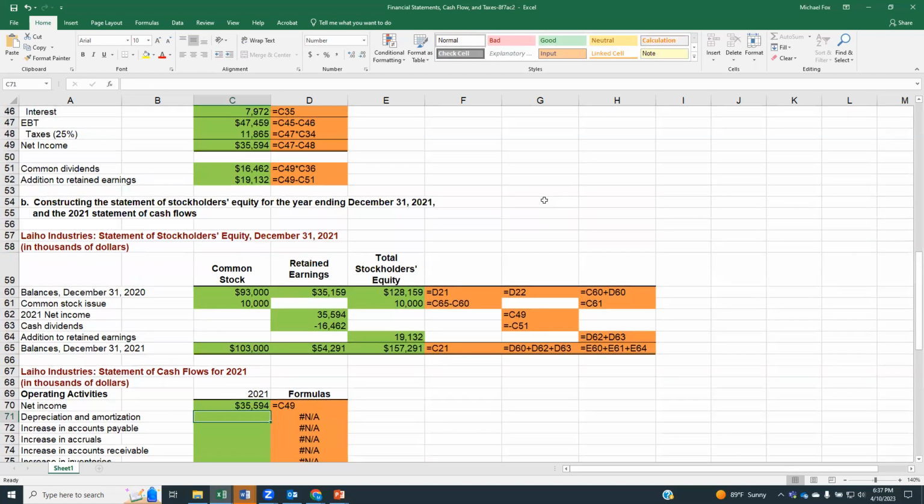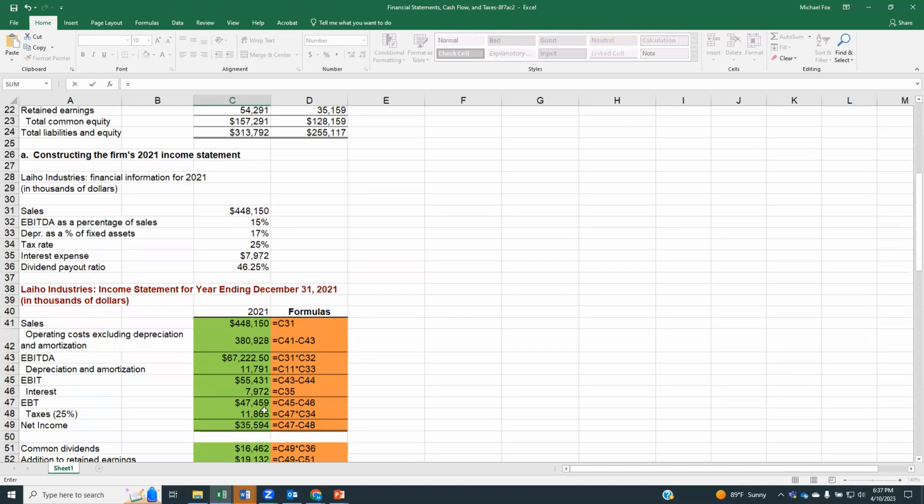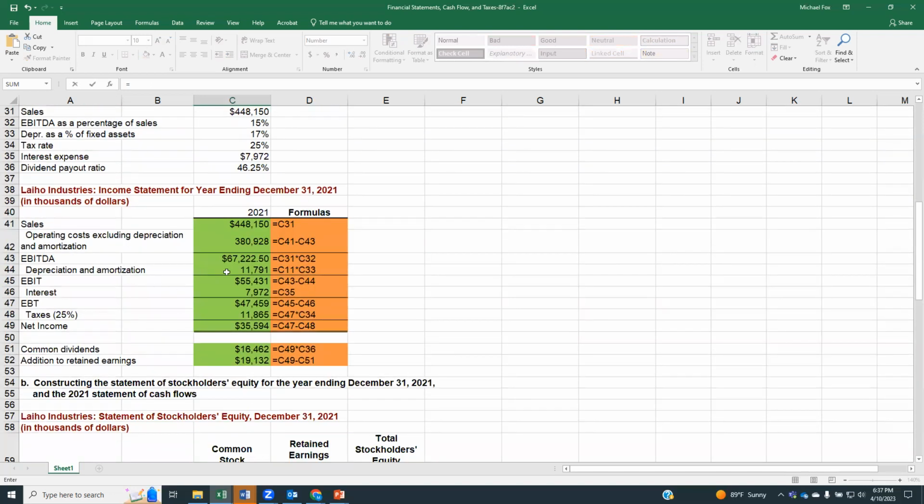And then we're going to add in our depreciation and amortization. So I'm going to hit equals. I'm going to scroll up to my income statement and click on the cell, which is C44, that has my depreciation and amortization. The reason I'm adding this is it is an expense, so it reduced my net income, but it's not a cash expense. We're not actually paying any cash for depreciation. So we add it back in.